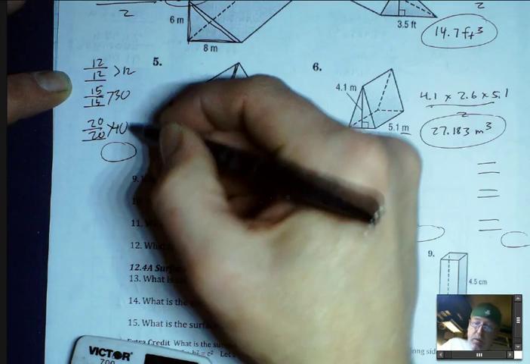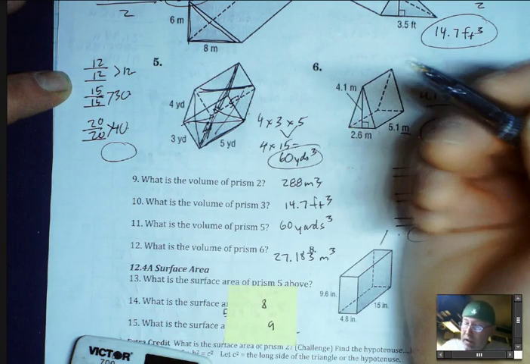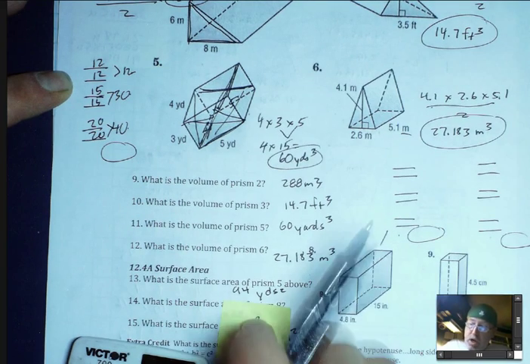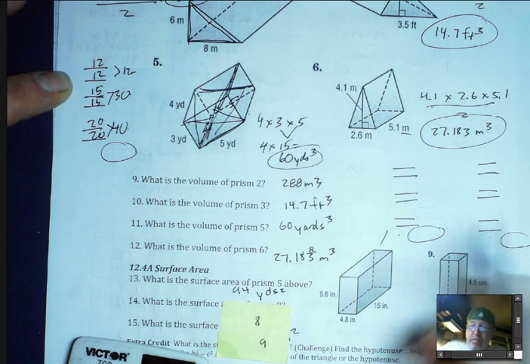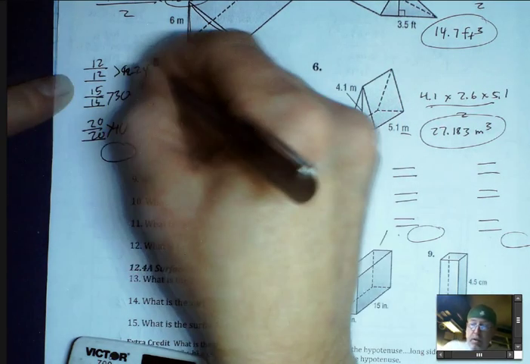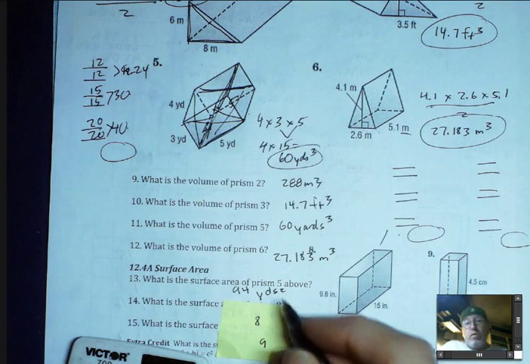We add those all together. We got 70. Looks like we've got a total of 94. 94 yards squared. 40, 30, and this is 24. Sorry. Equals 94, and it's yards squared because now we're talking about surface area.